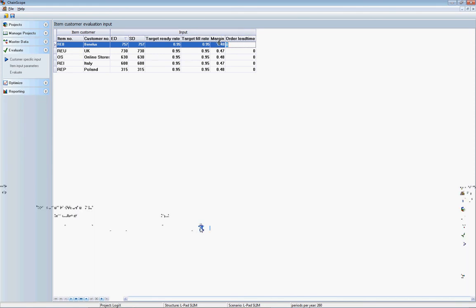The margin is the connection between the cost price of the item customer combination and the sales price. The sales price in fact is 1 plus the margin times the cost price. It allows us to compute revenues. It also here is defined per item customer combination, which implies again that you can have different terms of trade to different customers for the same item.